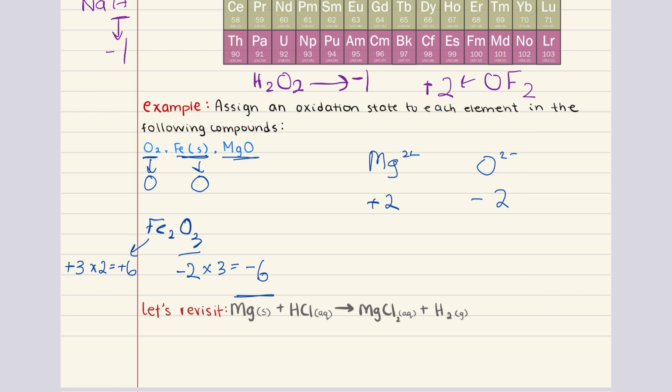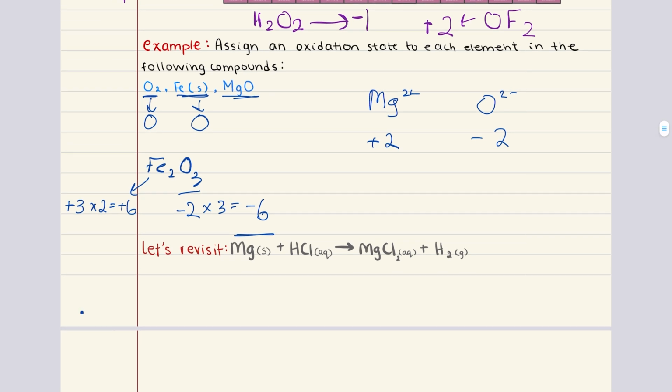And now we want to revisit this chemical equation and explain why magnesium gets oxidized and the hydrogen ions in hydrochloric acid get reduced. To start, we want to assign everything an oxidation number. Let's begin with magnesium on the reactant side. Magnesium here is in its elemental form, so its oxidation number is 0 according to rule number 1.